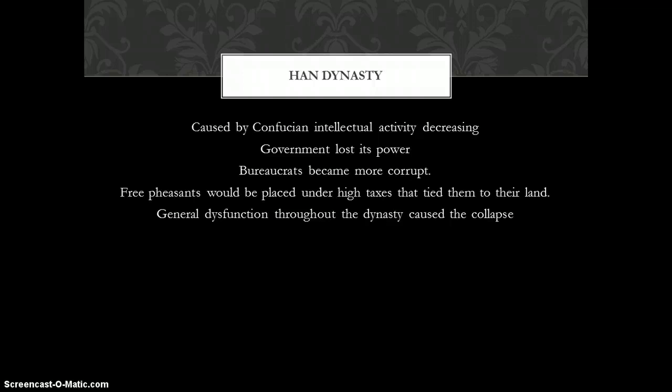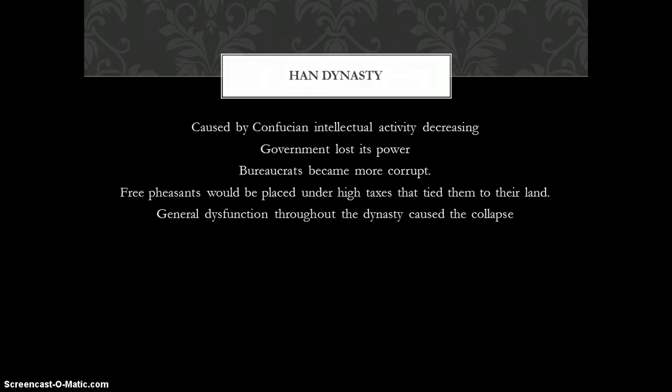of the Han Dynasty. One of them being Confucian intellectual activity decreasing. So people were no longer thinking of how they could use Confucianism to expand their power and cause a more functional government in their society. The government lost its power. They couldn't control what people did and didn't do. They were basically looked down on, and no one took them serious.